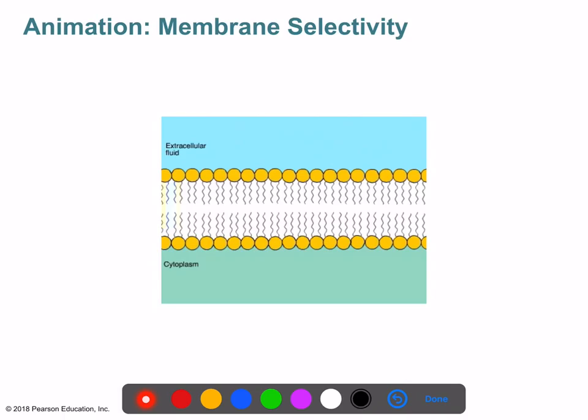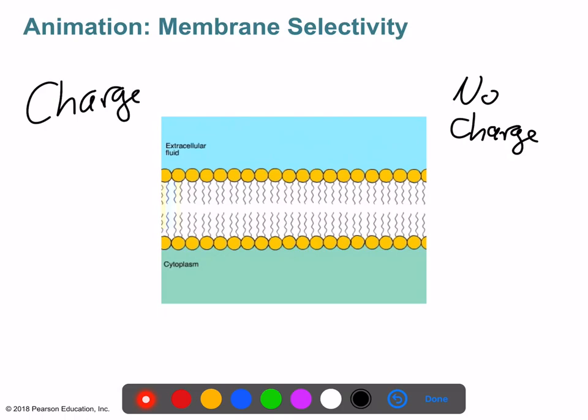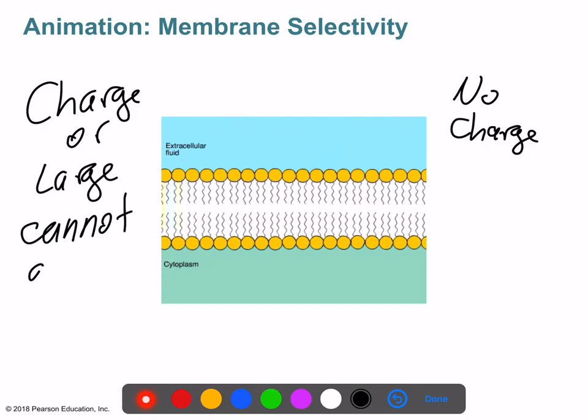Okay, so that's pretty important. Let's make a distinction here. What sorts of things can get through the membrane? Things that do not have a charge. What sorts of things will not get through the membrane? Things with a charge, or things that are too large. So we'll just make a quick note here that if you're charged or large, you cannot go through the membrane.